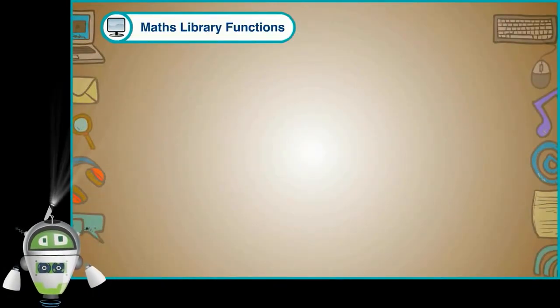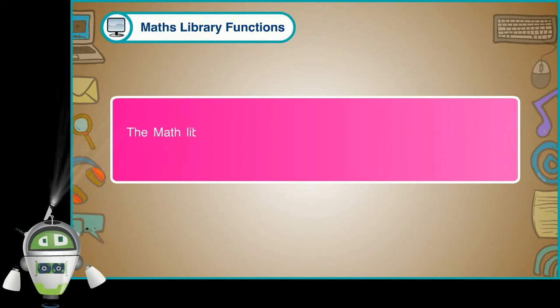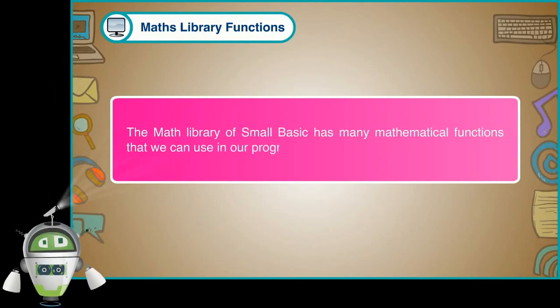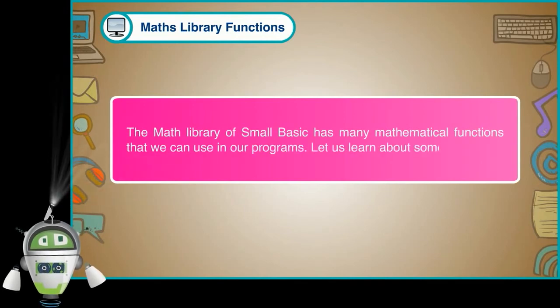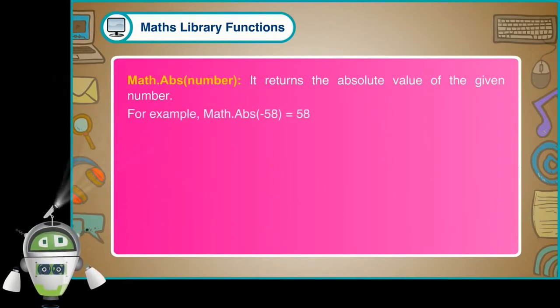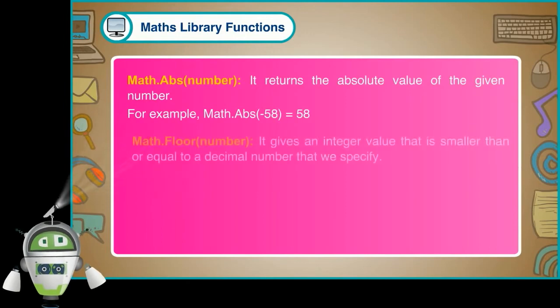Math library functions. The Math library of Small Basic has many mathematical functions that we can use in our programs. Let us learn about some of them. Math.Abs(number). It returns the absolute value of the given number. For example, Math.Abs(-58) is equal to 58.